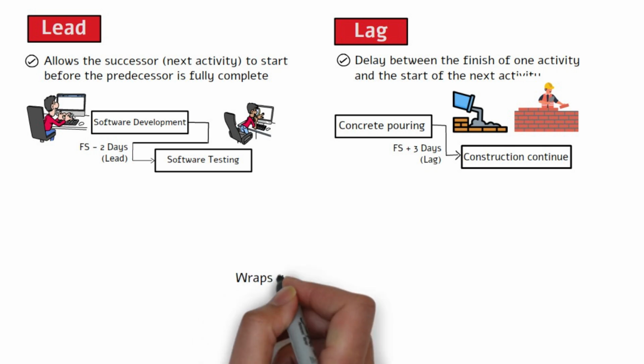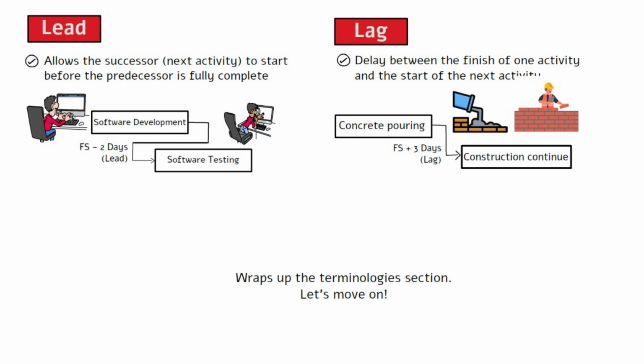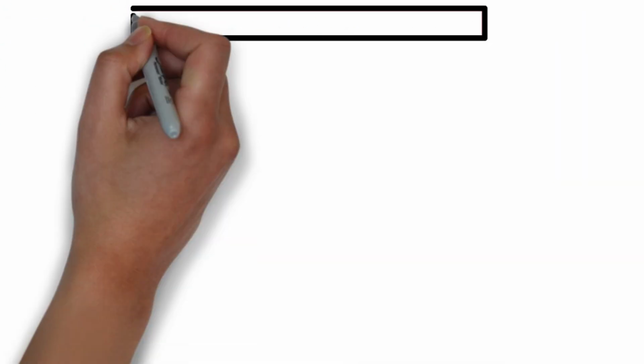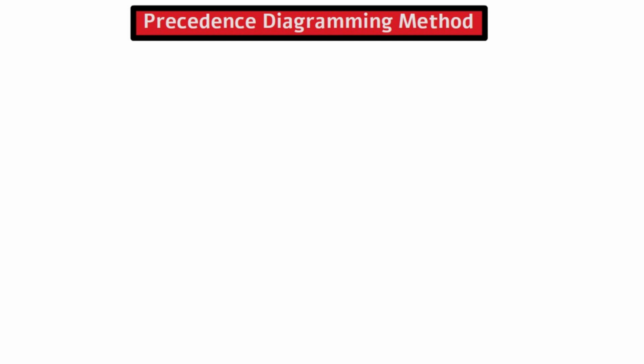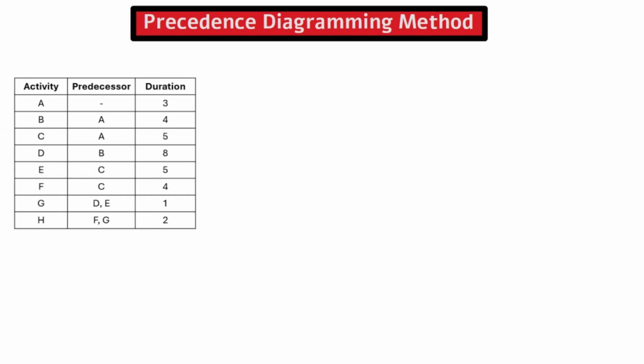Okay, that wraps up the terminology section. We can now get into the fun part of creating a network diagram using the precedence diagramming method. Typically, the question will provide a table of activities with predecessors and durations. Here is a little trick that will make it easier to draw the network diagram. For most people, going from start to finish is easier and comes more naturally. So instead of reading from column 1 to column 2, you may find it easier to read column 2 and then column 1, going from the predecessor to successor.